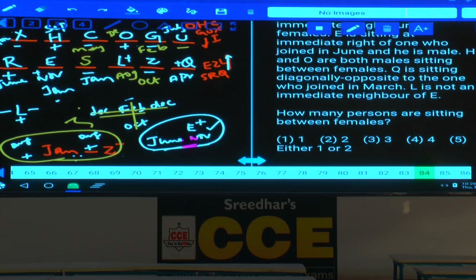Then question number 84. How many persons are sitting between females? So how many are sitting between females here? Between X and C, H is 1 person sitting between females, and C and G are females, isn't it? O is here, and 2 persons, and between S and Z, L is a male. That means there are 3 persons who are seated in between 2 females.